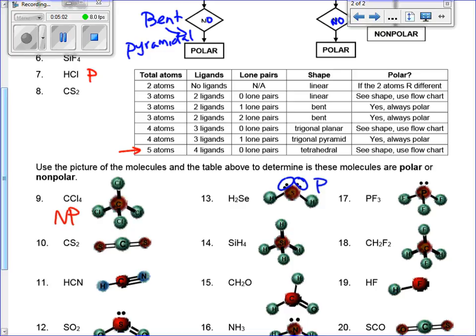Let's look at this one, 17. What kind of shape is that, first of all? It's not planar. Why wouldn't it be planar, though?